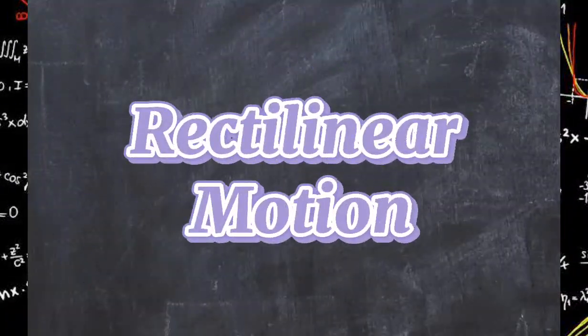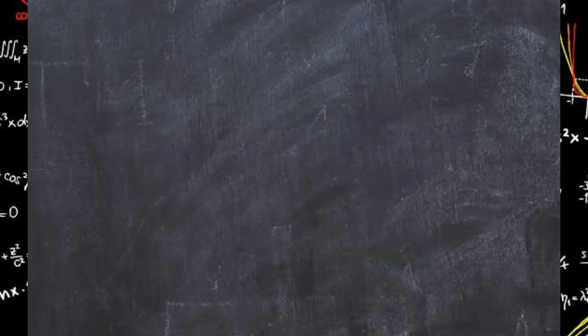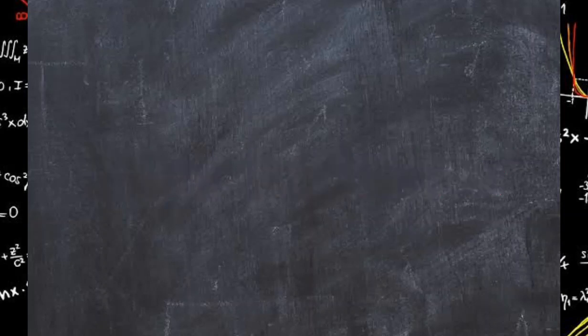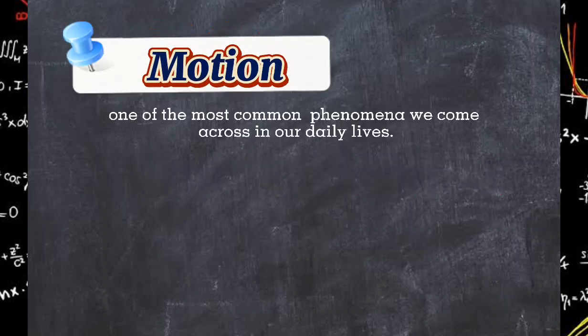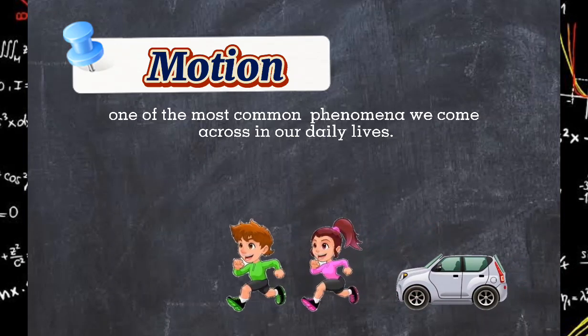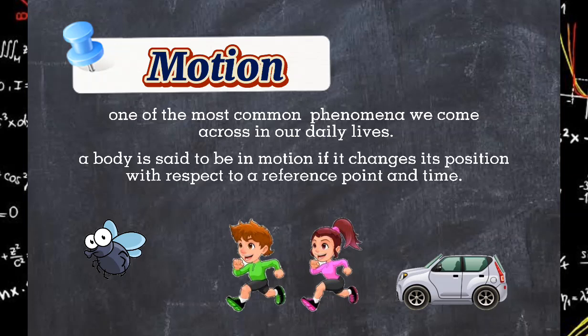Rectilinear motion. Before we go to rectilinear motion, first, we need to know what is motion. Motion is one of the most common phenomena we come across in our daily lives. For example, a moving car, a kid running on the road, or a fly moving in the air are all said to be in motion. So in general, a body is said to be in motion if it changes its position with respect to a reference point and time.